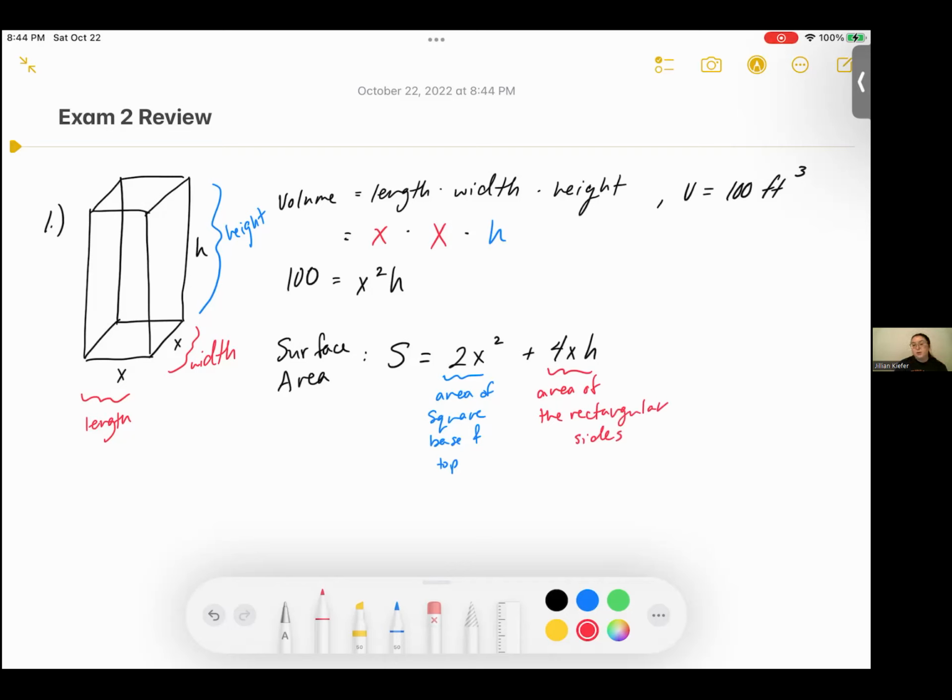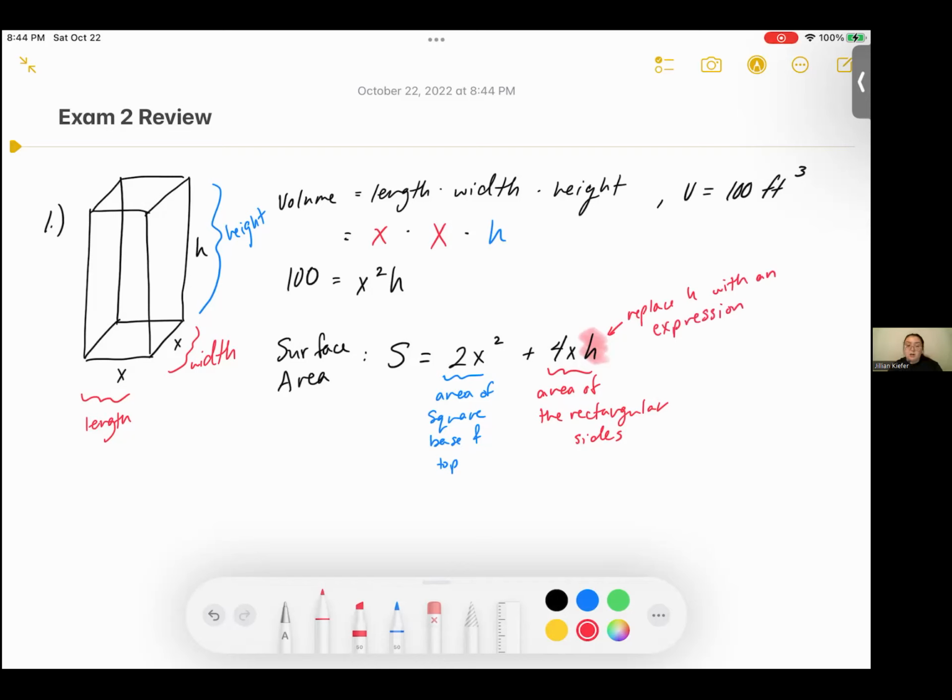So we have an equation for volume, then we have an equation for surface area, and the problem was asking us to find surface area in terms of x. So it doesn't want any h's. So that means that we can't have h. We need to replace it. So we're actually going to highlight that in a different color. So we want to replace h with an expression of x.